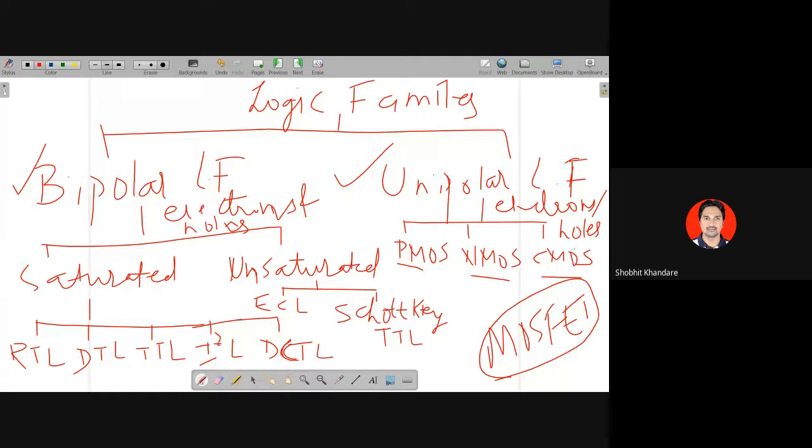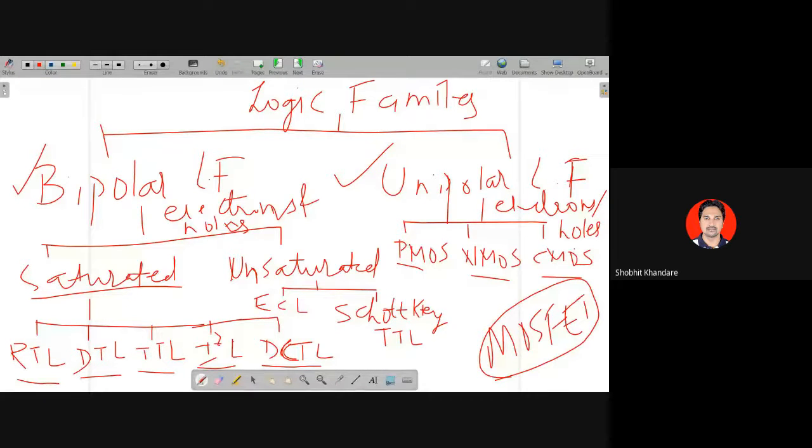I'm taking one example, but in this RTL, DTL, TTL, I2L and DCTL, we will see different components which are mostly used. Lekin uske pehle humko dekhna padega what is a saturated bipolar logic family and unsaturated bipolar logic family. Okay, so I think for today I can stop here. Aap logo ko pata chala what is a bipolar and unipolar, the difference?